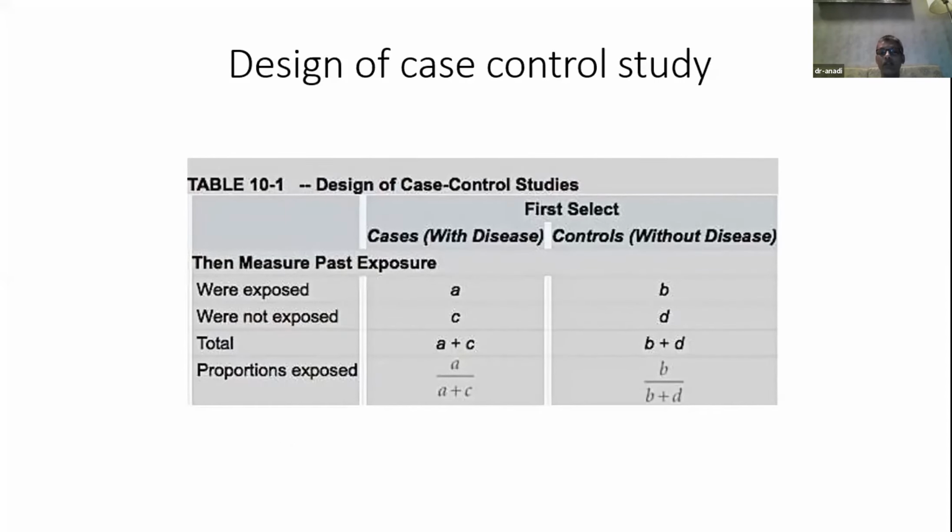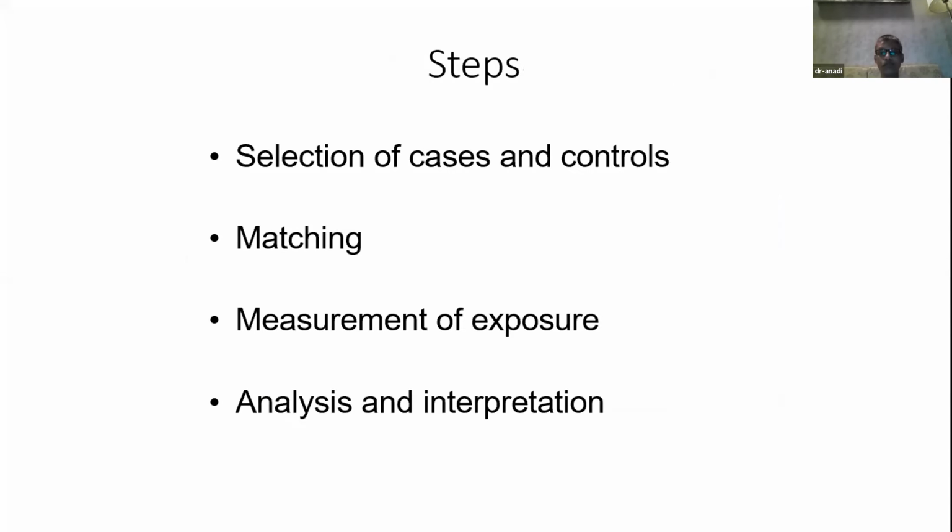The design of a case control study is similar to a cross-sectional study, that is, a 2x2 contingency table. You first select the cases with disease and the controls without disease. Then measure the past exposure: some were exposed to smoking, some of them were not exposed to smoking. Then the proportion exposed and the proportion not exposed. Steps: selection of cases and controls, matching, measurement of exposure, analysis and interpretation.